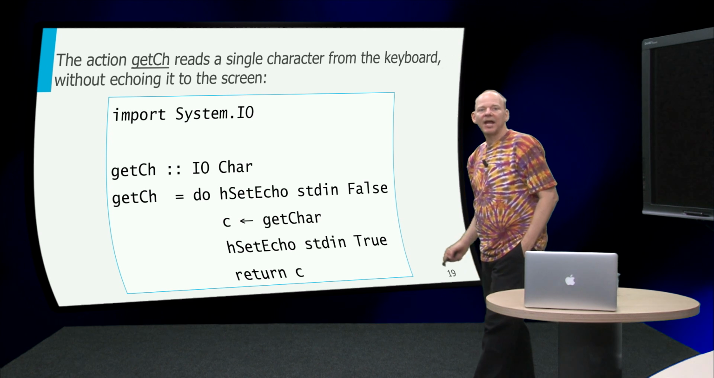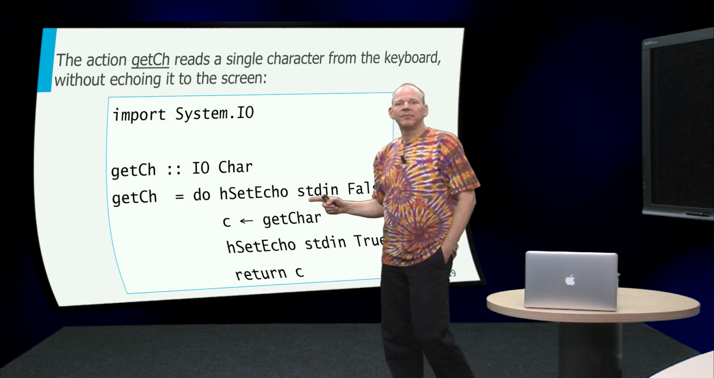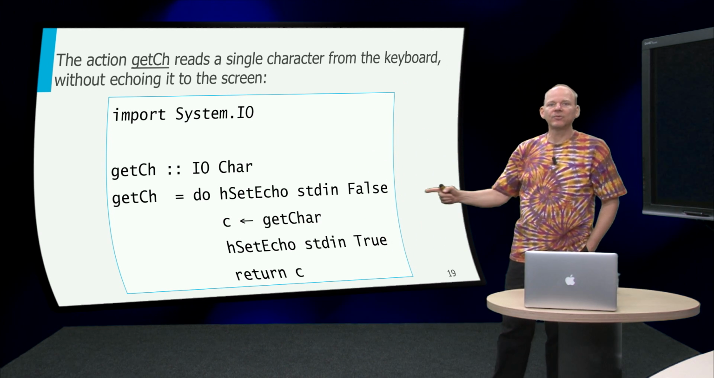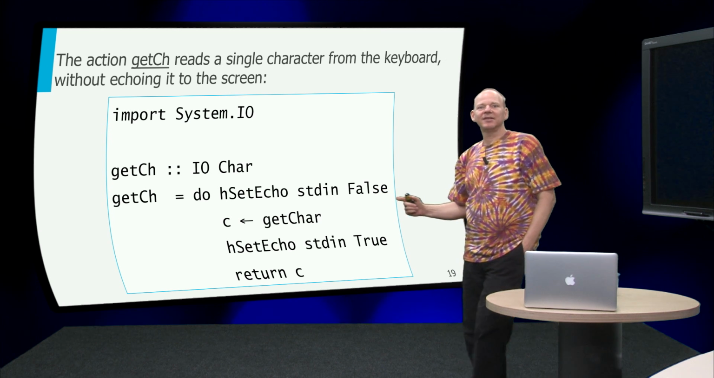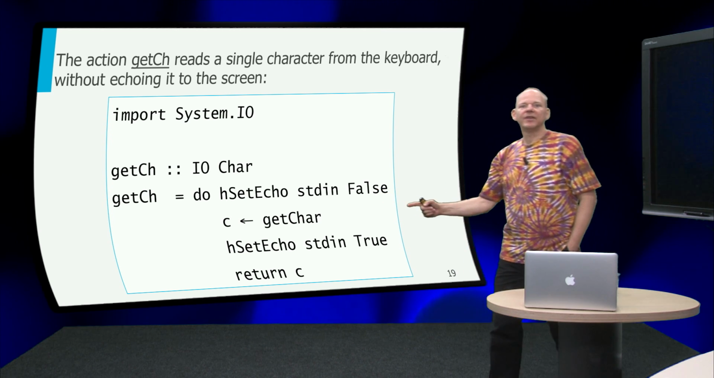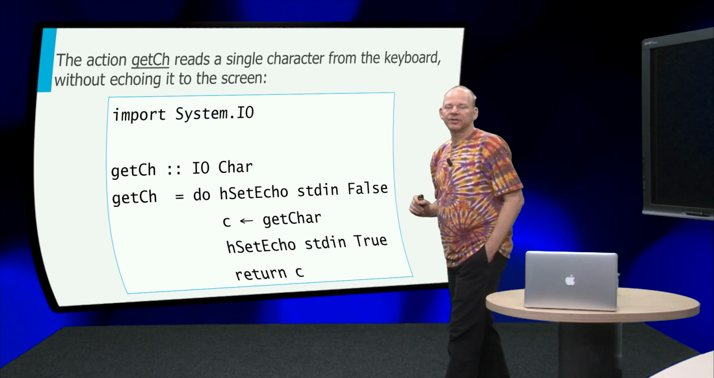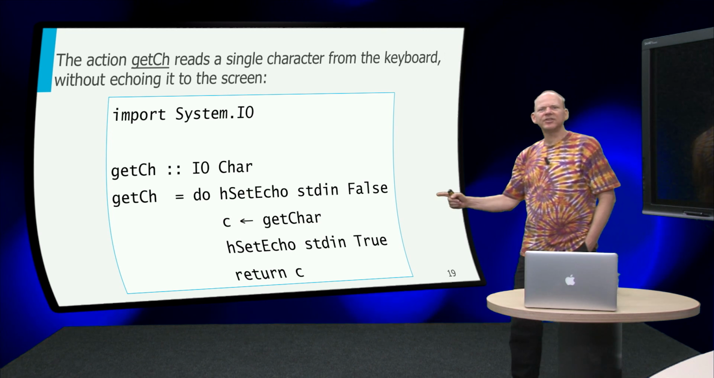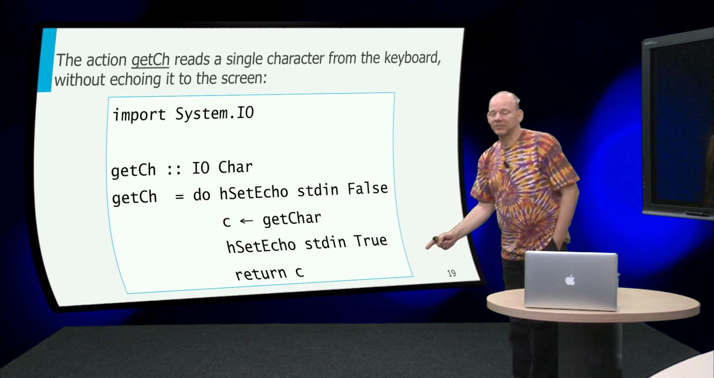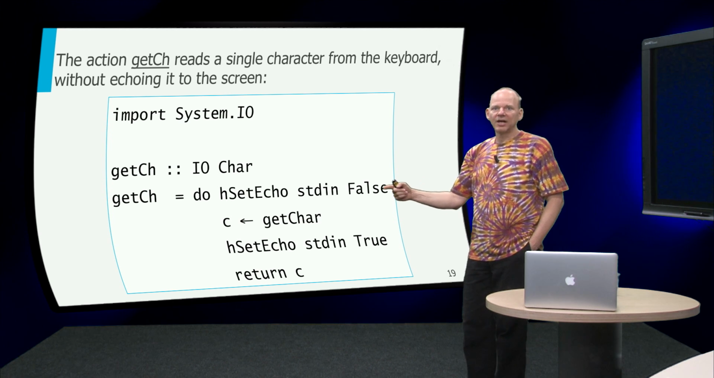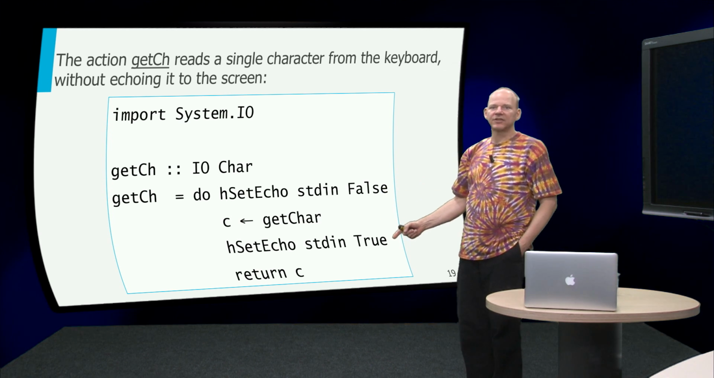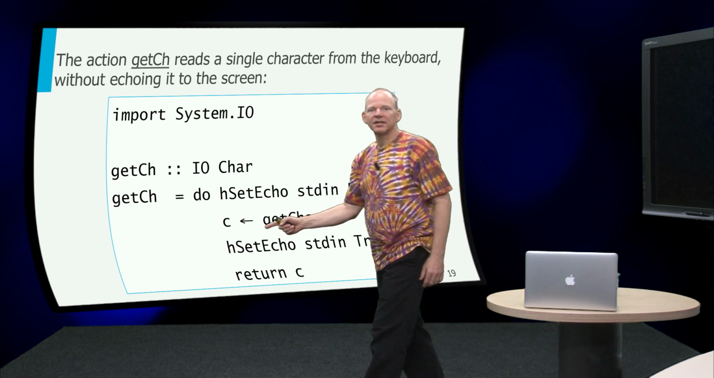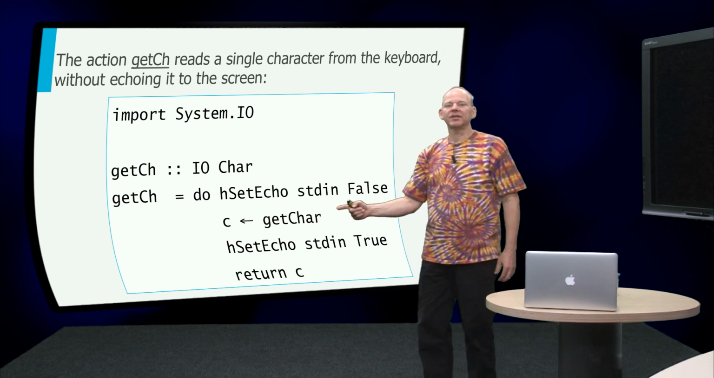The action getChar here reads a character without echoing it to the screen. So what we have to do is turn the echoing off, then we read the character, and then we turn the echoing on, and then we actually return the character. So here you see that this is typical imperative code where you write one statement, another statement, another statement. And one thing to note is that while this looks like an assignment, it is really not an assignment, right?